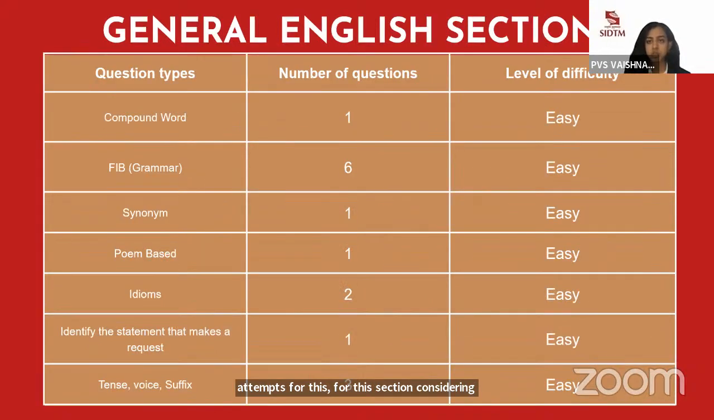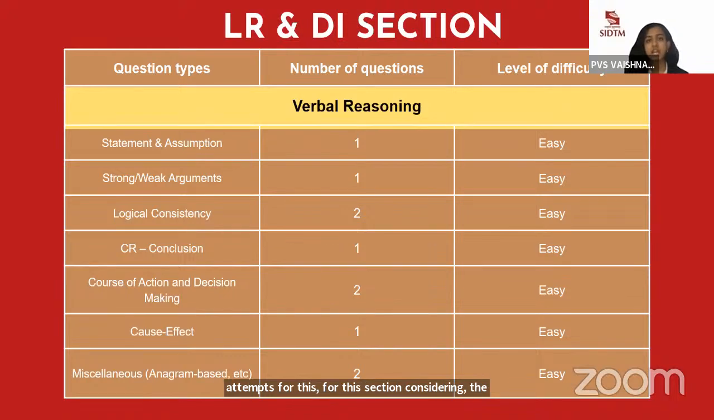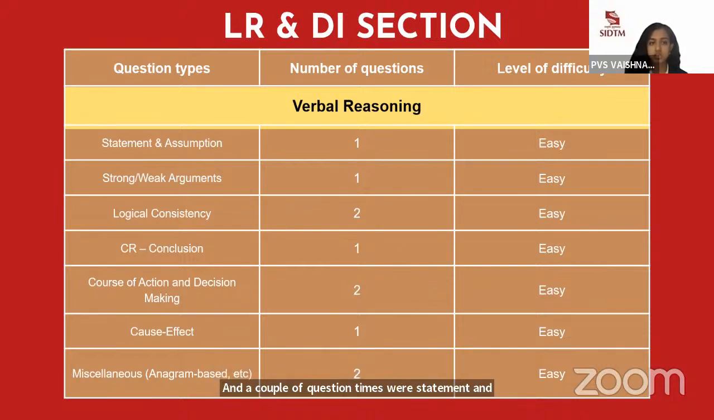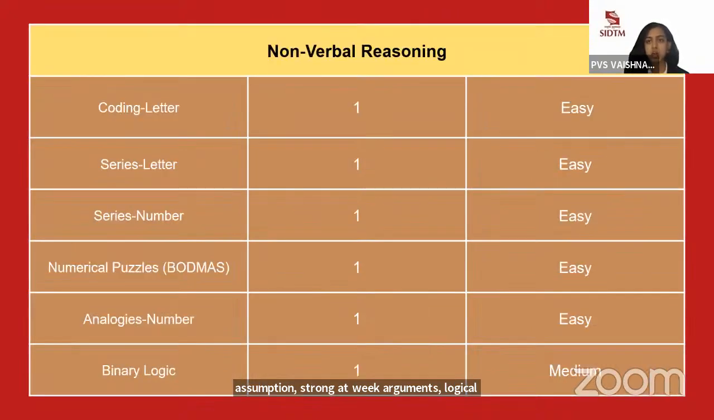In LR and DI section, there were about 10 questions from verbal reasoning, and the remaining 15 were non-verbal reasoning. Similar to attempt 1, there were more non-verbal reasoning questions than verbal reasoning. And a couple of question types were statement and assumption, strong and weak arguments, logical consistency, and the others which are displayed on the screen.